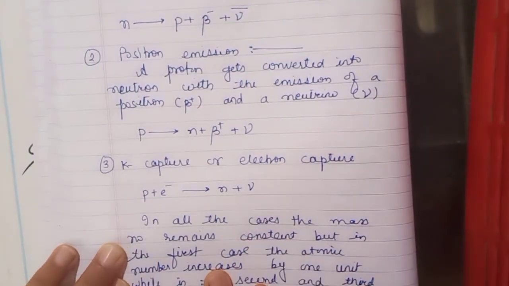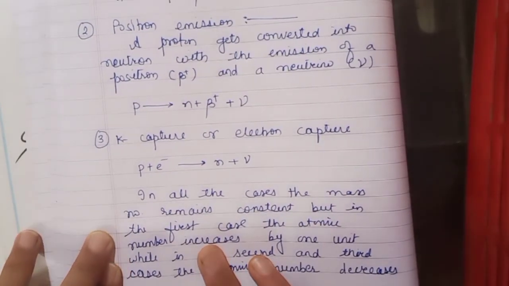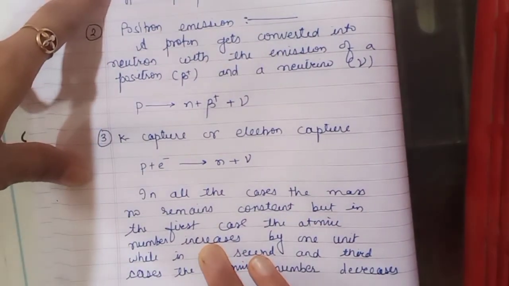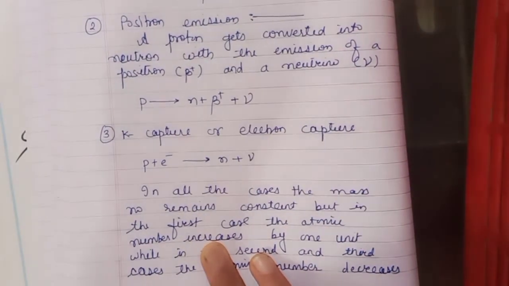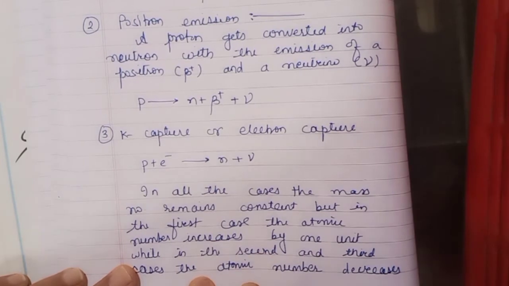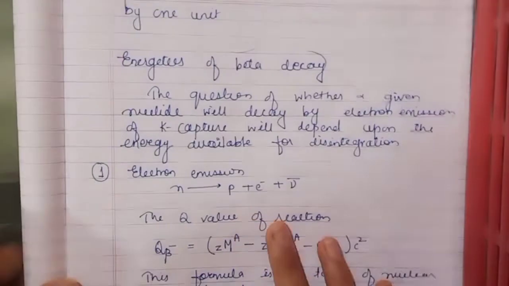So when we talk about all these three cases, in all the cases the mass number remains constant, but in the first case, that is electron emission, the atomic number increases by 1 unit for the daughter nucleus, while in the second and third case the atomic number decreases by 1 unit.